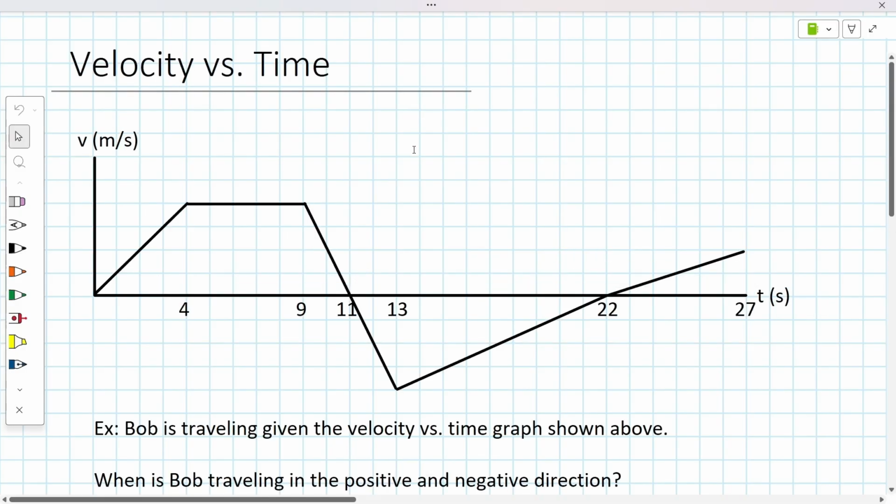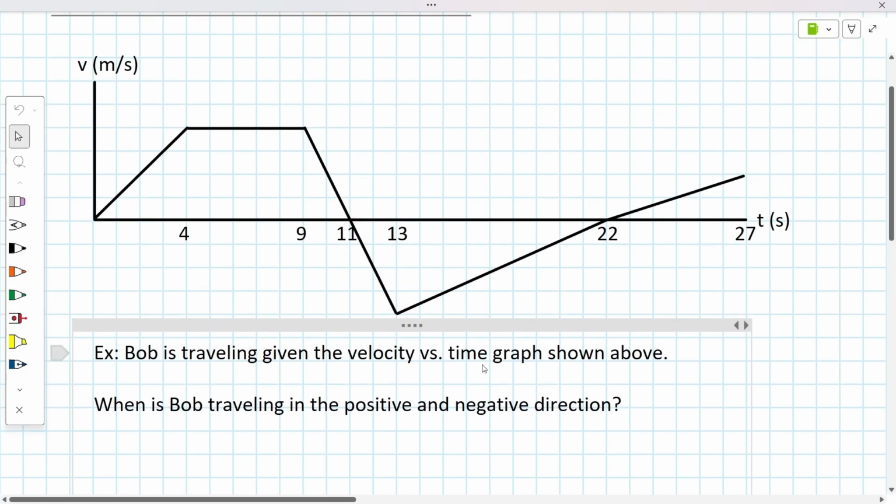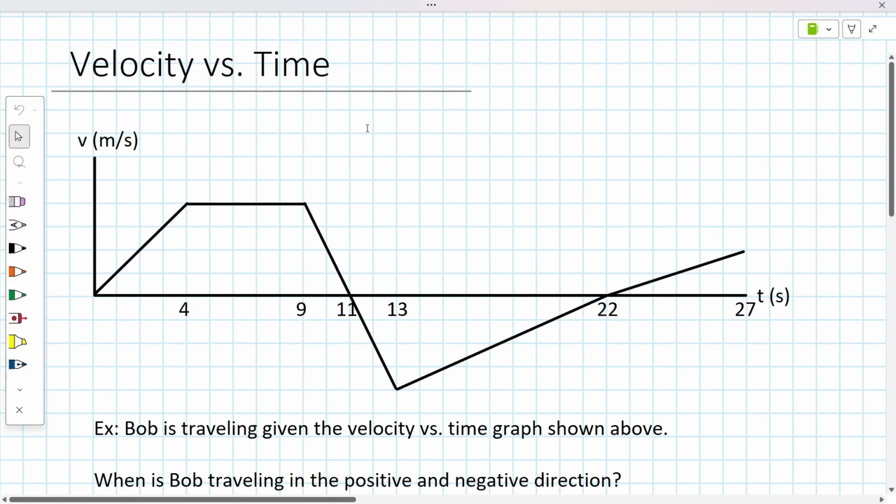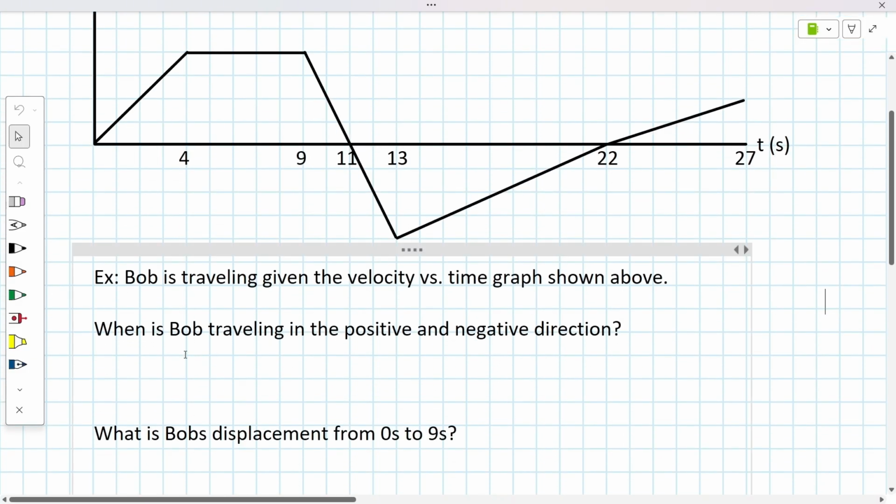Alright, one final thing is the velocity versus time graph and some questions with that. So this can be pretty tricky, I think, and it can take some getting used to understand how to read these graphs and what they are actually showing. So let's go through some examples. So we see Bob's traveling, giving the velocity time graph shown above. Alright. So when is Bob traveling in the positive and negative direction?